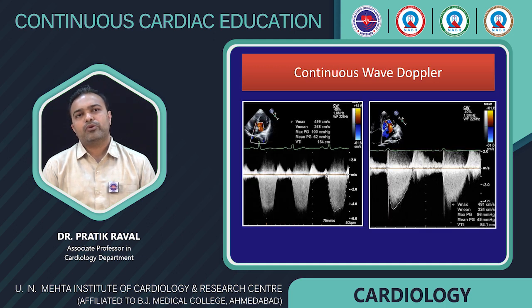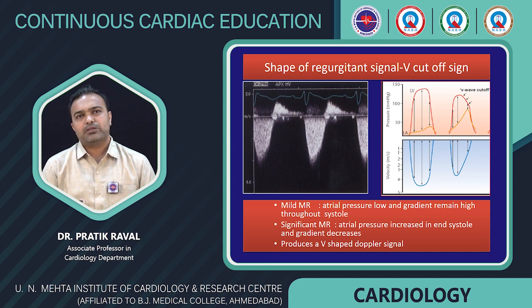So in continuous wave Doppler, we mainly look at the two parameters of MR, that is density of the jet and the shape of the MR signal. The higher the density of the MR signal, the higher the severity of MR, and as the severity of MR increases, the jet becomes more triangular or V-shaped, because with the increase in severity of MR, the LA pressure becomes equal to the LV, becomes very high in the late part of the systole, and hence the gradient is obliterated in the later part of the systole, which produces the characteristic V shape of the MR signal.